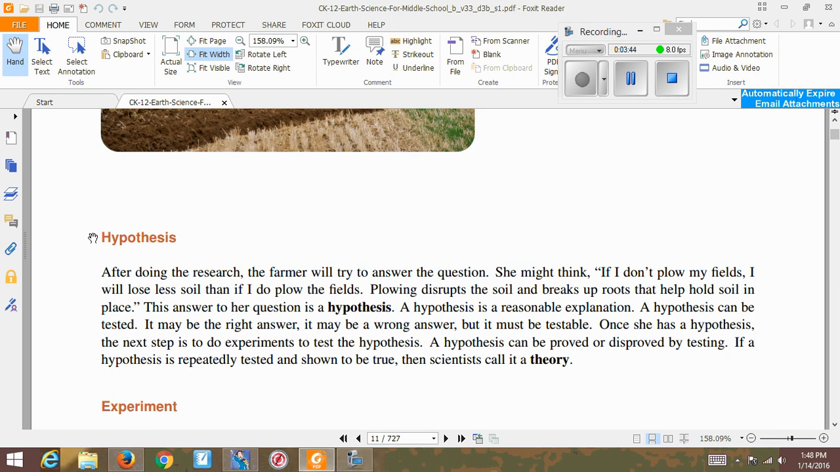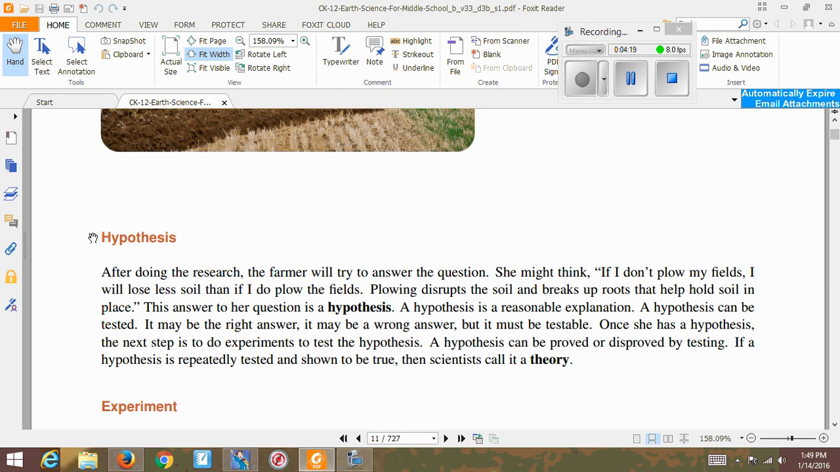A hypothesis is a reasonable explanation. A hypothesis can be tested. It may be the right answer, it may be the wrong answer, but it must be testable. Once she has a hypothesis, the next step is to do experiments to test the hypothesis. A hypothesis can be proved or disproved by testing. If a hypothesis is repeatedly tested and shown to be true, then scientists call it a theory.